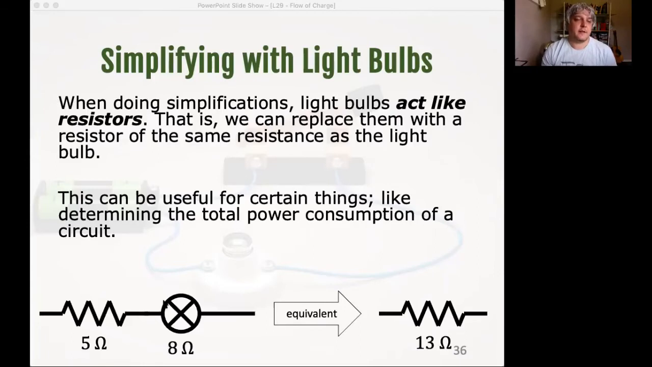So that means if an electron has to go through a 5 ohm resistor and then an 8 ohm light bulb, the amount of resistance that it's encountered, even though it was for a resistor and then a light bulb, is the same total resistance as if it had to go through a 13 ohm resistor. So when we're simplifying, as I said, the reason we simplify will become clear. When we're simplifying, we can treat light bulbs like resistors and we can just add up those resistances. So a 5 ohm and an 8 ohm, doesn't matter if they're resistors or light bulbs, they'll become a 13 ohm resistor when we simplify.